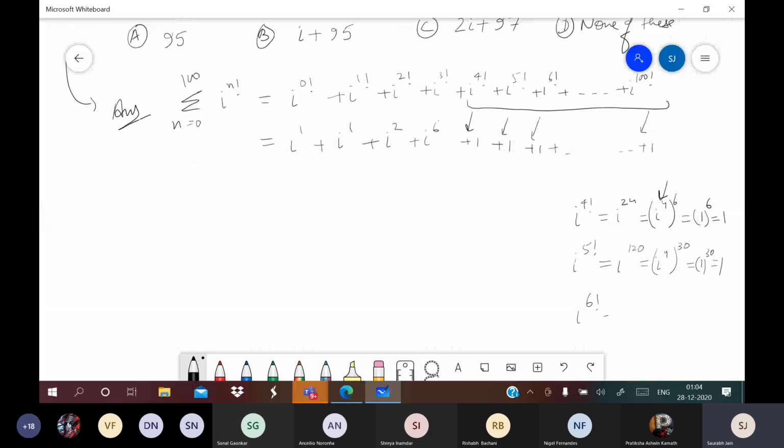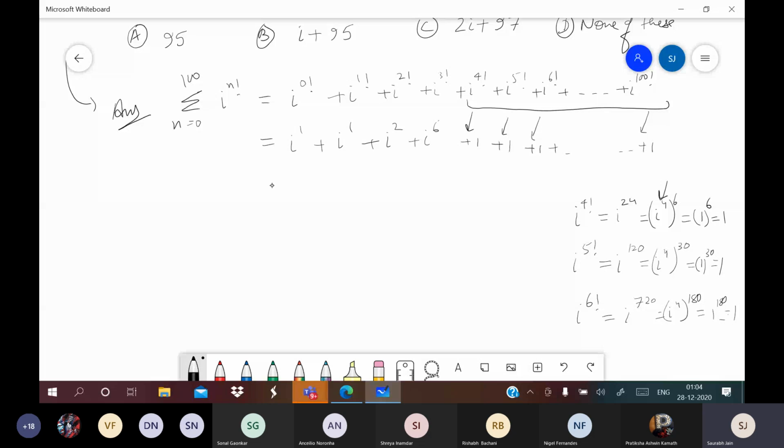Now 6 factorial also, in 6 factorial it is 6 into 5 into 4, right? So this is 720, but this can be written as iota to the power 4 to the power 180. So every time you will get 1 now. So that is why I have written 1 every time.